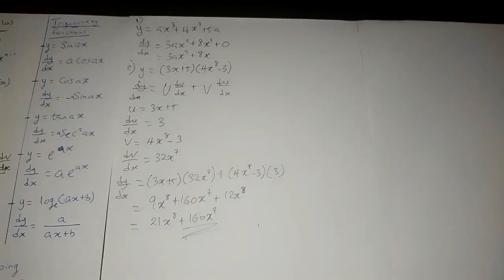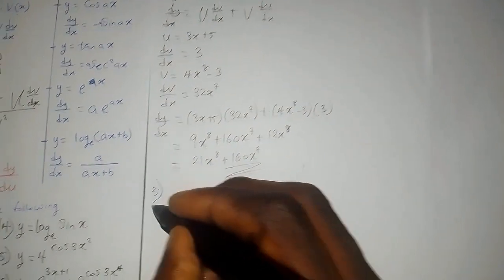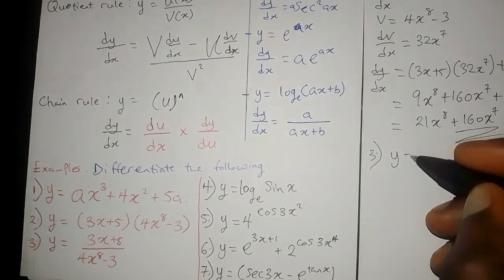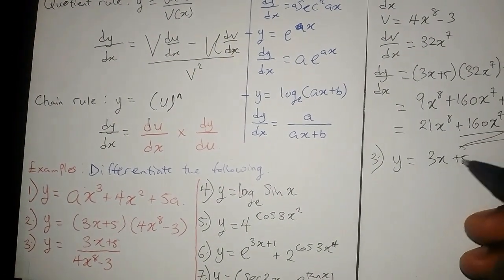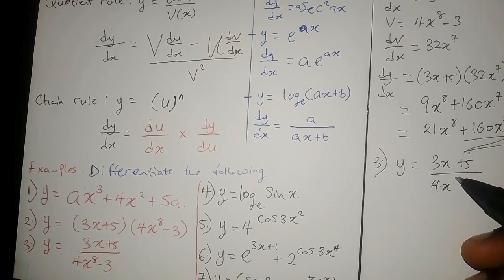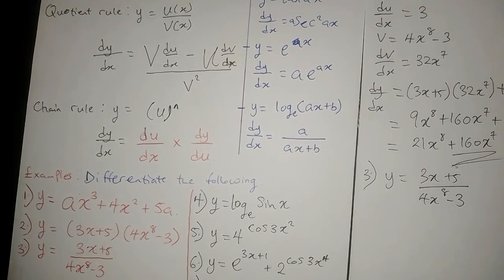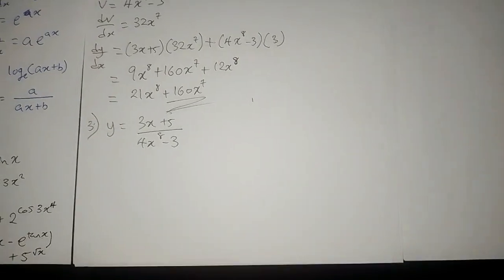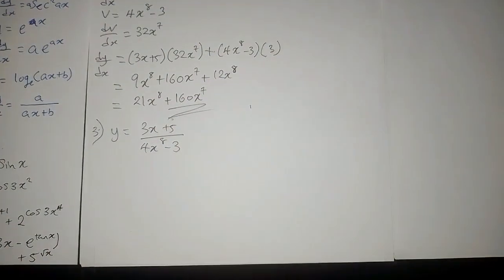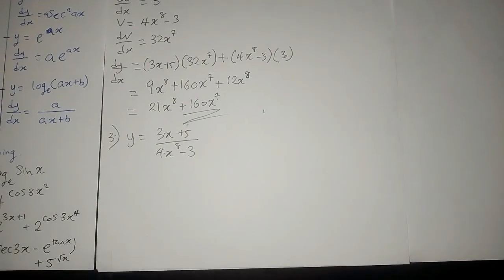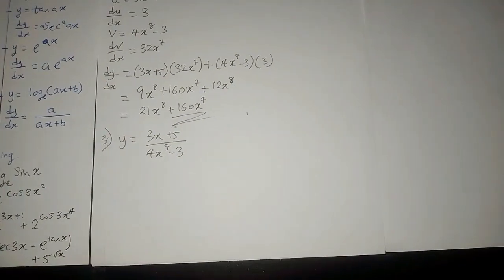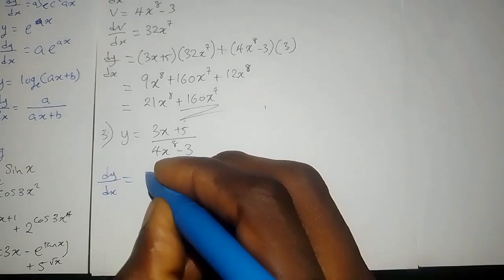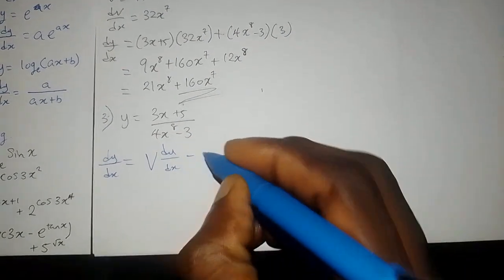Now moving to question 3. Question 3, I have that this one is quotient rule. y equals to 3x plus 5 divided by 4x raised to power 8 minus 3. So how do I solve this? I can say using quotient rule. What's that quotient rule itself? Quotient rule is just like product rule, but it is subtraction, then you are dividing with the square of your v. That means dy/dx equals v du/dx minus u dv/dx divided by v square.